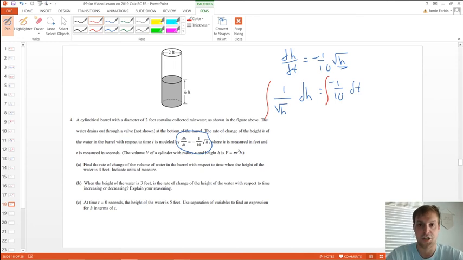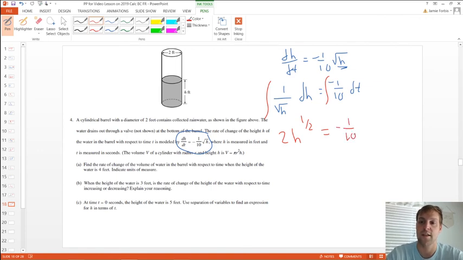The integration of 1/root h, you can think of that as h to the -1/2, is going to be 2h to the positive 1/2, right? We add 1 to the negative power to get 1/2 and divide to get the 2 right there. And the integration of -1/10 is -1/10 t, and then plus C.